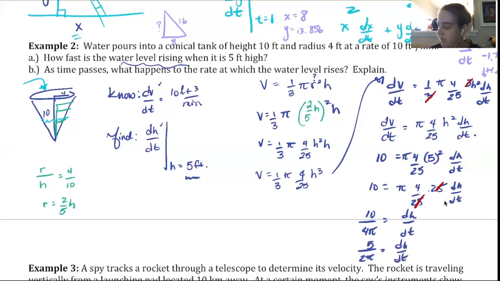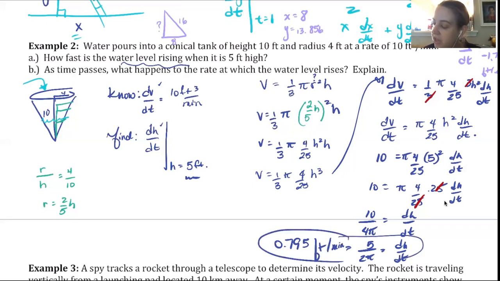Now, as a decimal, what would that be? Let's check it out. 5 divided by 2 pi gives me 0.795 feet per minute. So that's how the water level is changing. Is that a positive or negative value? It's a positive value, so the water level is rising.